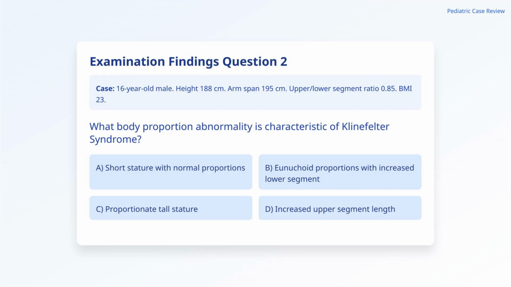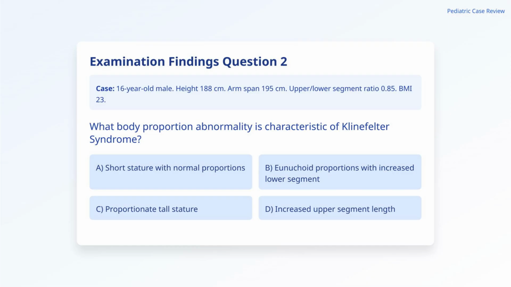Standing height measures 188 centimeters. Arm span measures 195 centimeters. Upper to lower body segment ratio is 0.85. Body mass index is 23. Question: what body proportion abnormality is characteristic of Klinefelter syndrome?